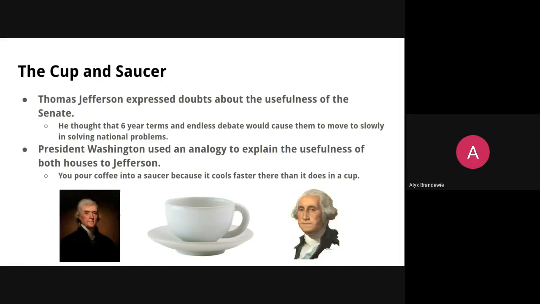Washington listens to Jefferson's doubts. He listens to his concerns, and he basically uses an analogy to explain why he believes that the House of Representatives and the Senate are useful in the way that they're constructed, that it is a good thing that members of the House have 2-year terms and members of the Senate have 6-year terms. And basically what he tells Jefferson is that you pour coffee or you pour tea into a saucer because it cools faster there than it does in a cup.